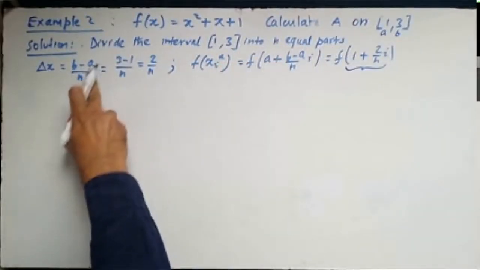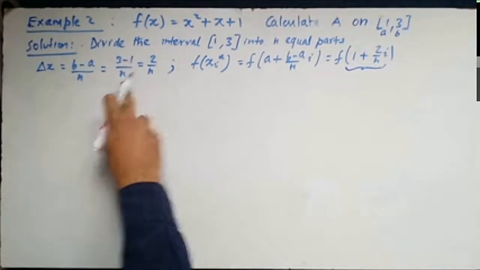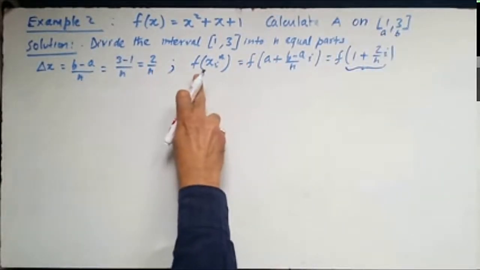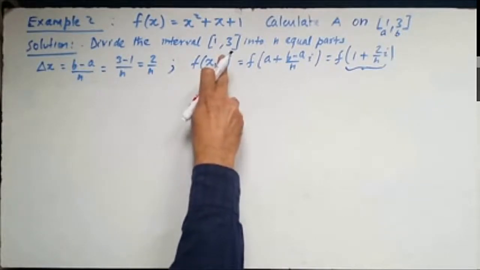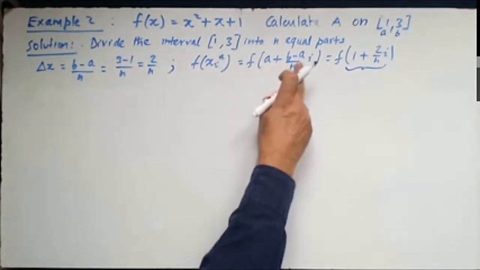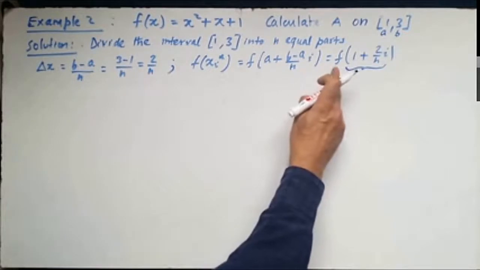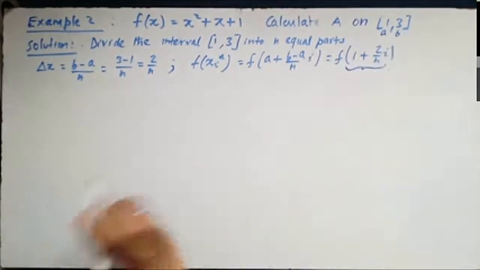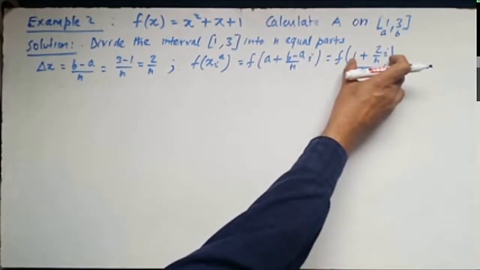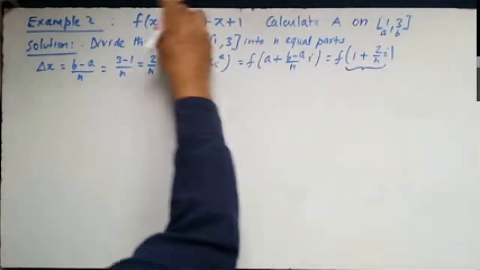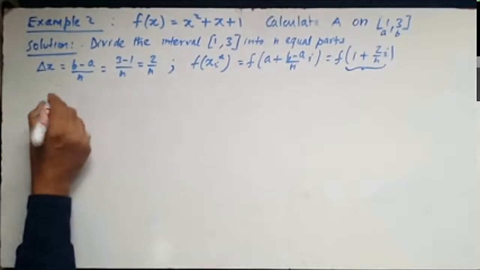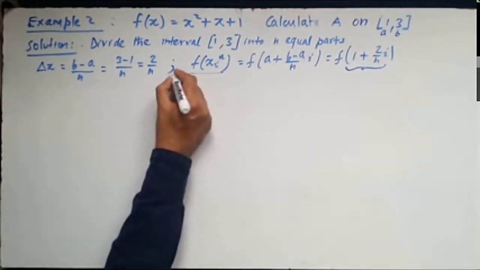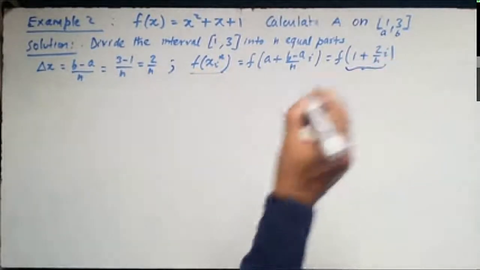So, delta x is (b minus a) by n, which is (3 minus 1) by n, which is 2 by n. So, the value at the ith interval, f(x_i star), is f(a plus (b minus a) by n times i). That is, a is equal to 1, and (b minus a) is 2 by n times i. So now we will just plug in this value of x into this x. So we will get the final value of f(x_i star), continuing from here.